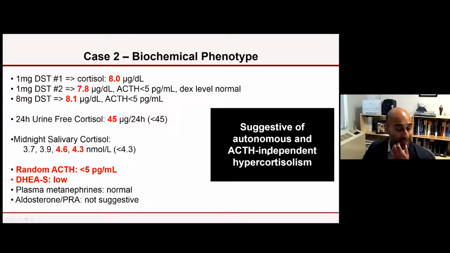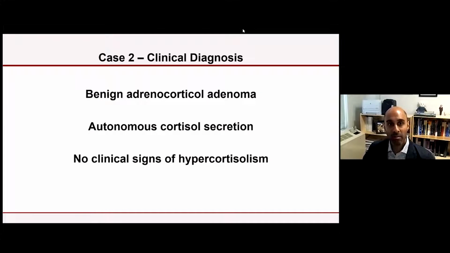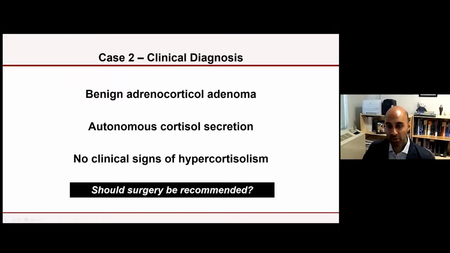This all suggests that this benign adrenocortical adenoma in an asymptomatic patient is actually producing a little bit too much cortisol, even though it's not causing the full-blown Cushing's syndrome. So this is a woman with an incidentally discovered benign adrenocortical adenoma that has evidence of mild autonomous cortisol production, even though she has no clinical signs of hypercortisolism. So what should you do?